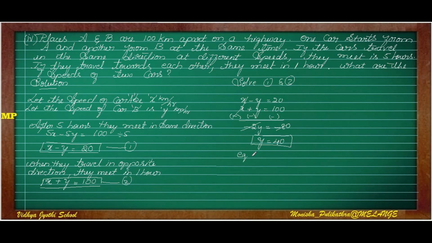So next substitute it in equation 1. x minus y is equal to 20. So x minus 40 is equal to 20. So x is equal to 40 plus 20. So that is x is equal to 60.